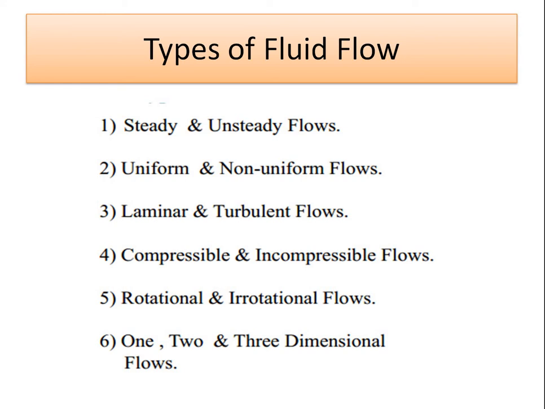If fluid moves in a steady state direction, then it is called a steady flow. If it is in an unsteady state, then it is called an unsteady flow. If it flows with uniform velocity, then it is called uniform flow. If it is not, then it is called a non-uniform flow. Laminar flow and turbulent flow depend on the Reynolds number. If the flow is moving in a smooth line, all the particles moving in a straight line, then it is called a laminar flow. And if it is not moving in a straight line, then it is called a turbulent flow.